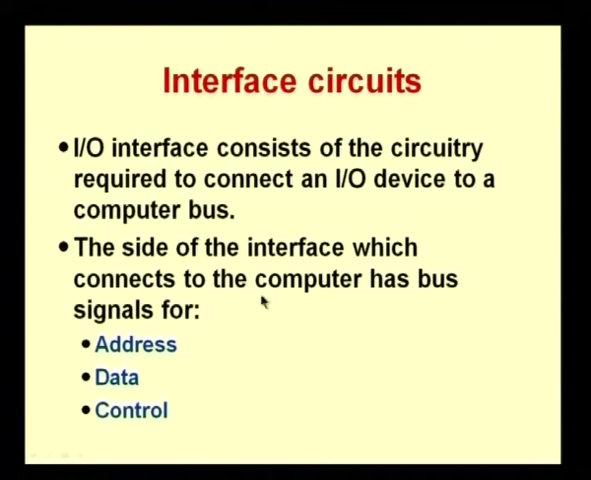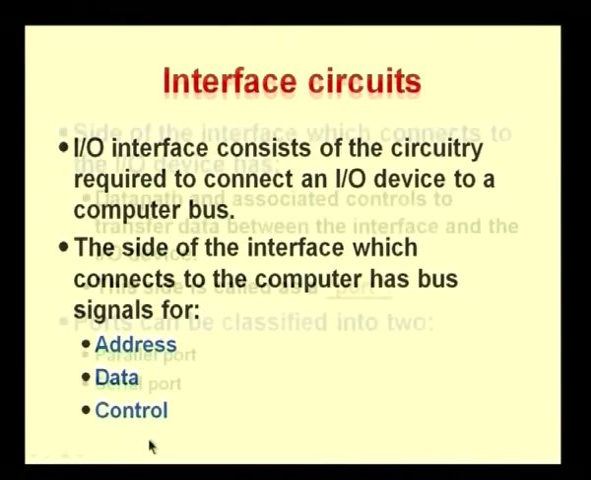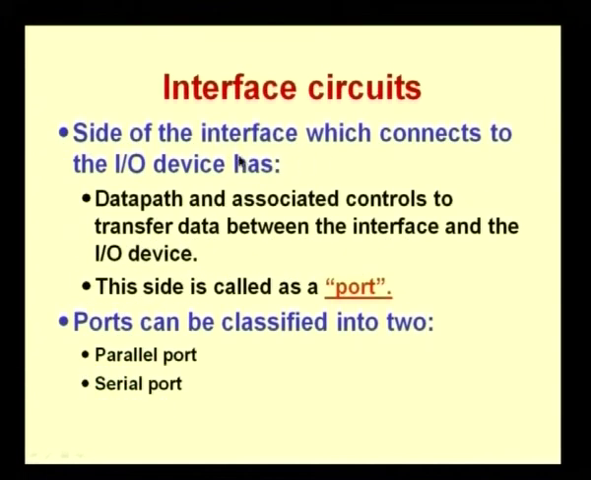There is one side which is the interface to the computer, the other is the interface to the device. On the side that connects to the computer, we have bus signals for address, data and some control. On the side of the interface which connects to the IO device, you will have a data path and associated controls to transfer data between the interface and the IO device.